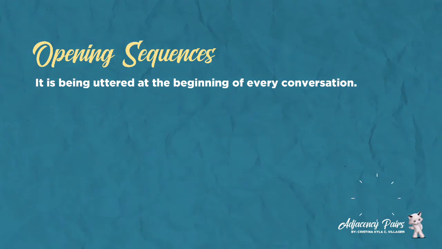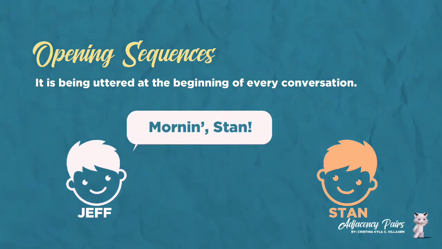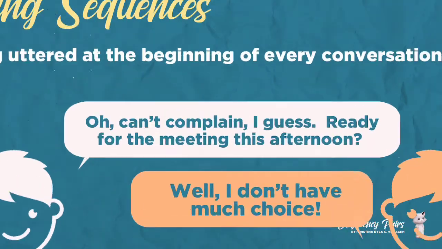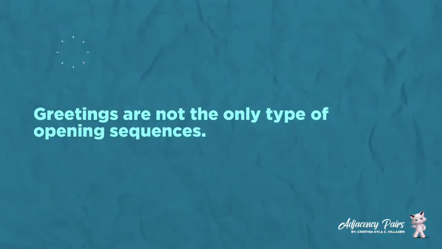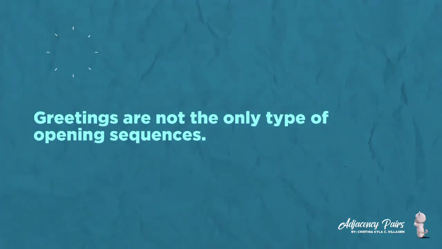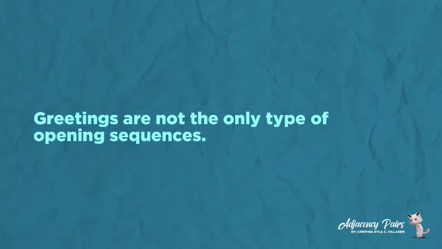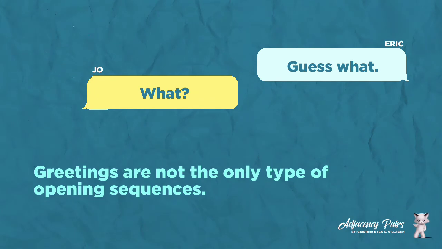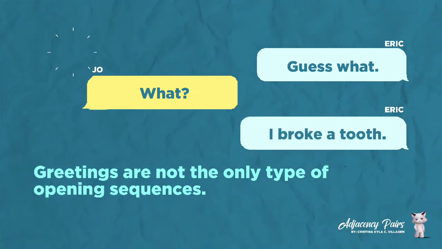The second topic of my report is about opening sequences, which are uttered at the beginning of every conversation. In this example, Jeff greeted his office mate Stan to open a conversation about work. On the other hand, greetings are not the only type of opening sequences. Very few conversations do not begin with some type of opening sequence, which often happens when we talk to someone close to us. For example, Joe and Eric's conversation about a broken tooth. It sounds like a conversation between two close friends wherein they tell each other even about the smallest things.